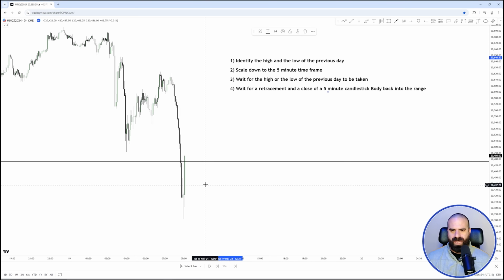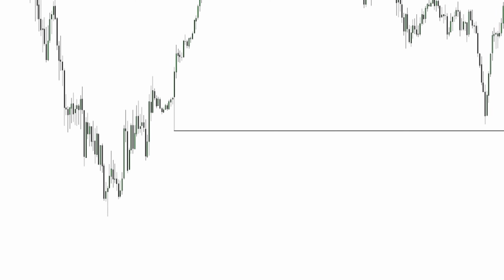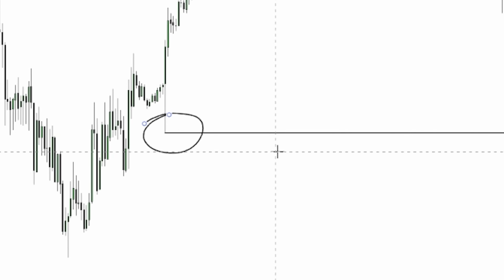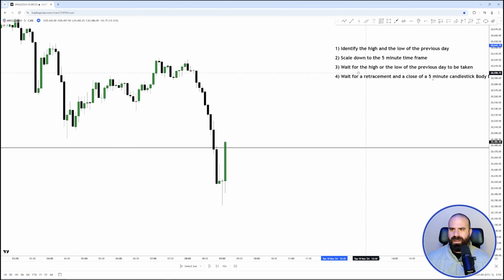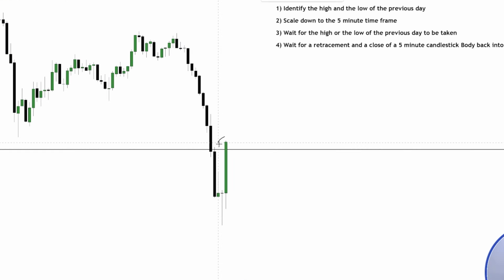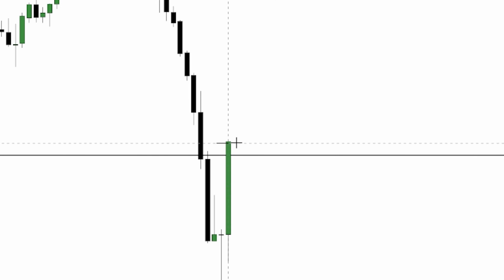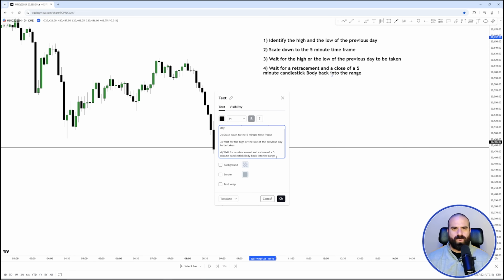Okay, in this occasion, we grab the liquidity below the previous day's low, as you see it exactly right here. There you go. And then, number 4, we did retrace with a 5-minute candlestick and we closed with a body of the 5-minute candlestick within the previous range. Very nice. What do we do now?